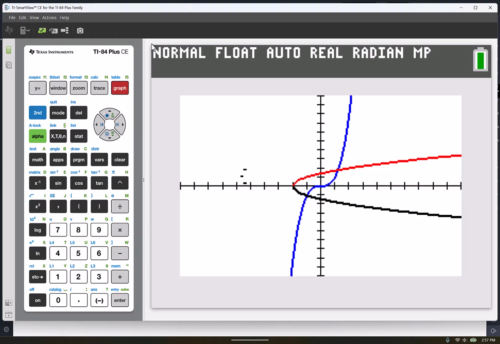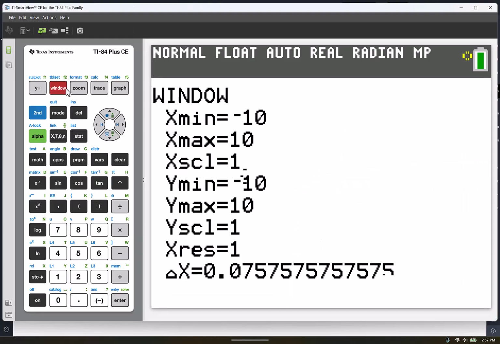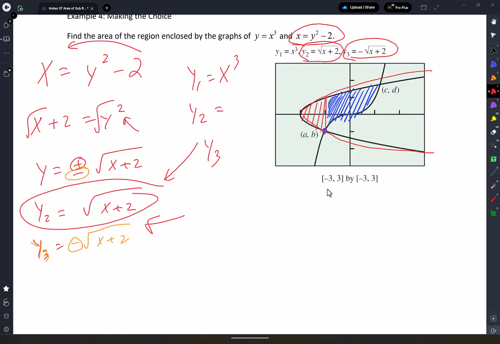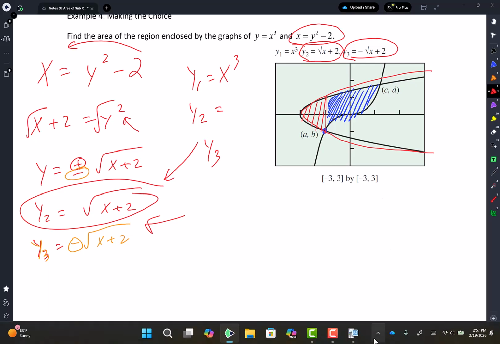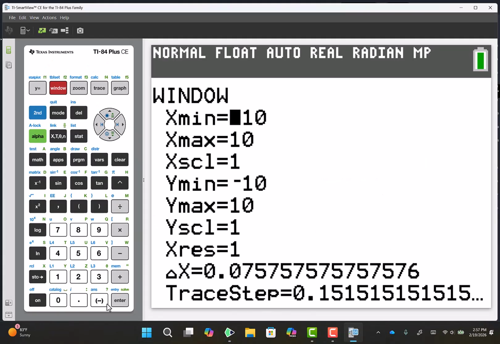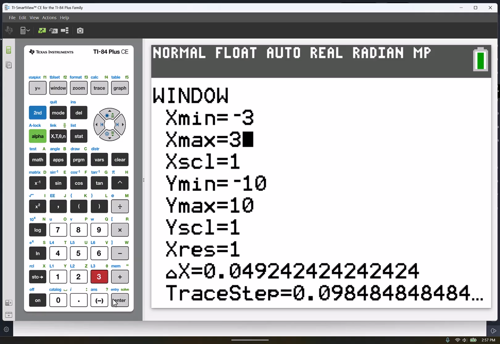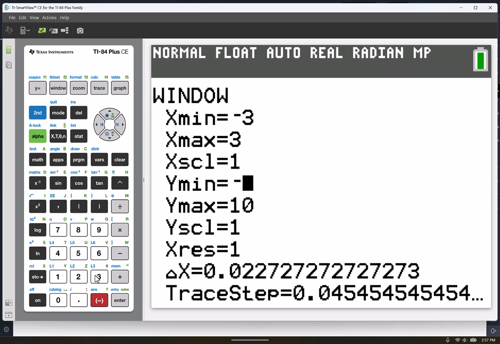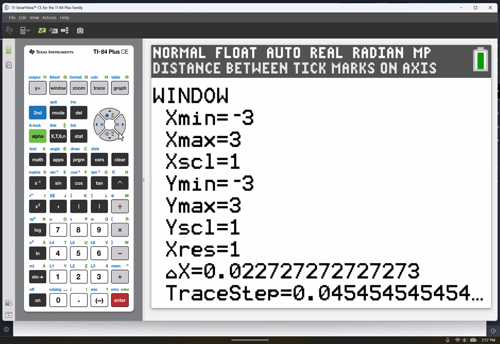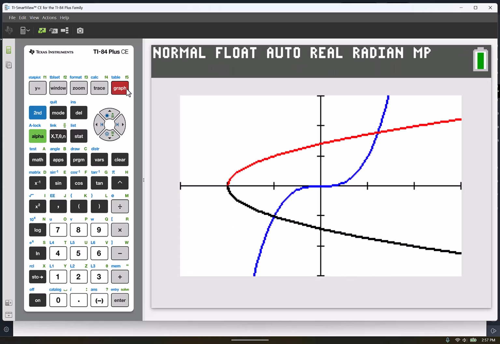You guys ready? Oh, actually, I should have just changed the window to this window. Negative 3 to 3, negative 3 to 3. Click window and put negative 3 to 3, and then y min, negative 3 to 3. Make it look like, there you go. That's a pretty graph there.